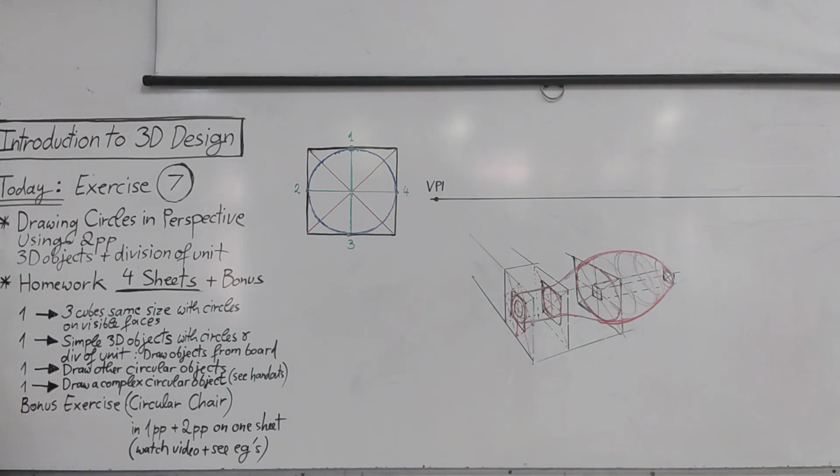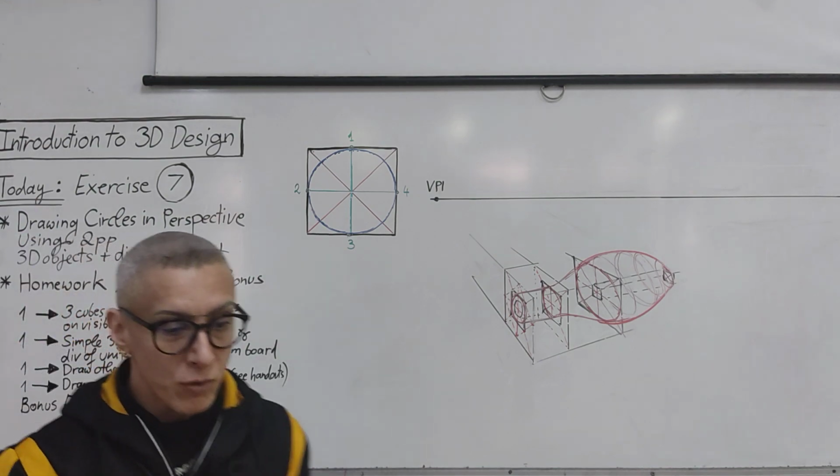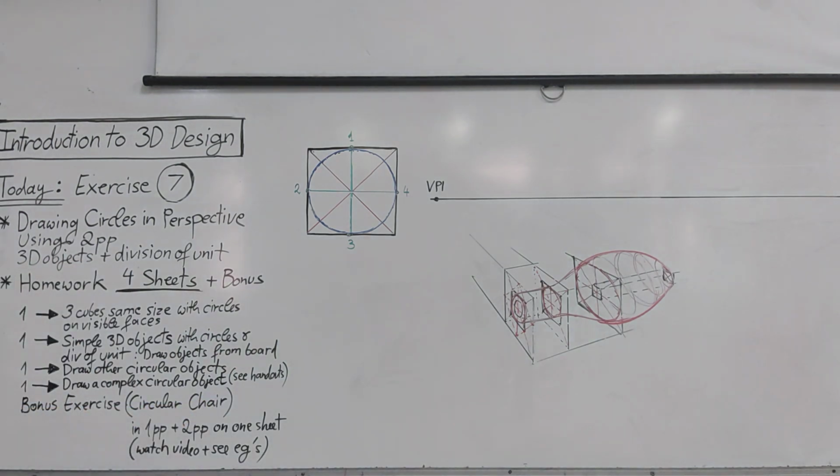Now, the fourth paper: draw a complex circular object. See handouts. Which handouts? Basically the examples here. Some of them are easier examples, some of them more difficult. You can see even something similar to what we drew on the board, but with a little more details here.